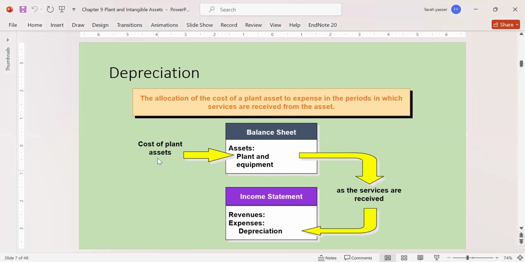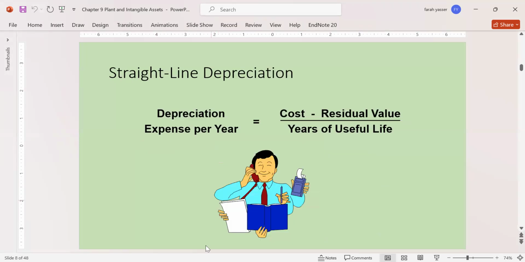Here you can see that whenever we purchase or acquire an asset, we record it in the balance sheet with the cost amount. And as we use it, or as the services are received from that particular fixed asset, the cost of the asset is converted into expense, which is called depreciation expense. So that's why we call the allocation of cost over its useful life the depreciation expense.